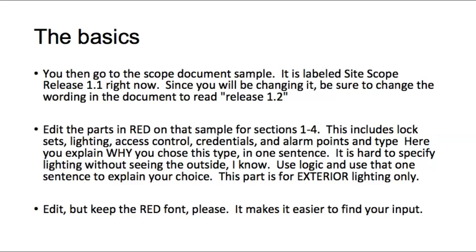So you're just going to go through and make your narrative in sections 1 through 4 for lock sets, lighting, access control, and alarm points. Don't go any farther than that. There's other stuff in cameras and other stuff. Don't do those, just those sections. Keep them red.